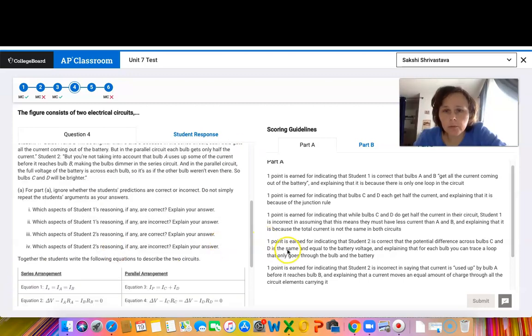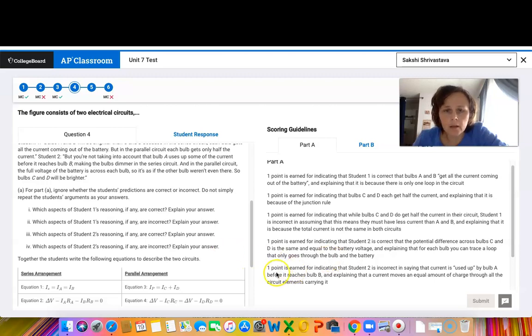So point number 4 is earned for indicating that student 2 is correct that the potential difference across bulbs C and D is the same and equal to the battery voltage. And the reason for that is because they're in parallel, or because each bulb has only one loop that goes through the bulb and the battery, which is Kirchhoff's loop rule.